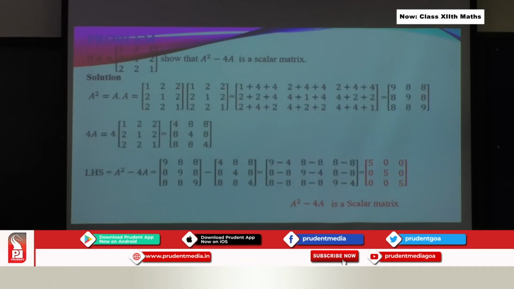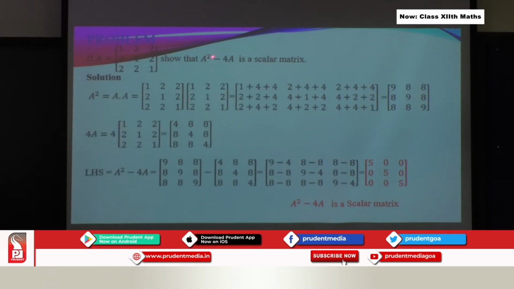Let's discuss problems. When you talk about this problem here, look at this. If A equals this square matrix of order 3, show that A square minus 4A is a scalar matrix. What did we study about a scalar matrix? A scalar matrix is a diagonal matrix where along the diagonal you have one particular constant, the same constant. So you need to get A square minus 4A as a scalar matrix.